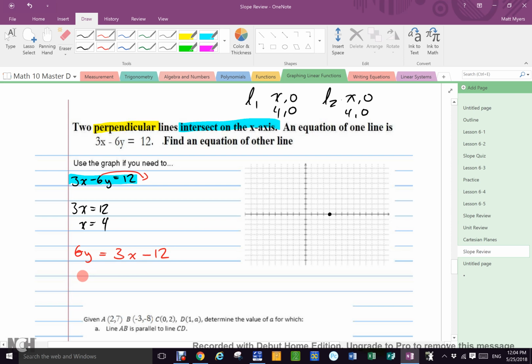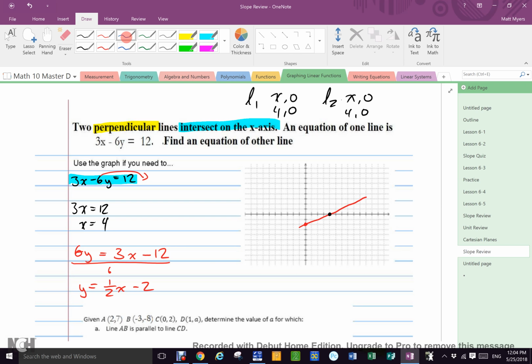How do I isolate it? Divide everything by 6, and y equals 1/2 x minus 2. Does everyone agree? So what is the y-intercept of this line? -2. So I could graph that, couldn't I? That's one line taken care of. But I need the other line, don't I? What do I know about the other line?